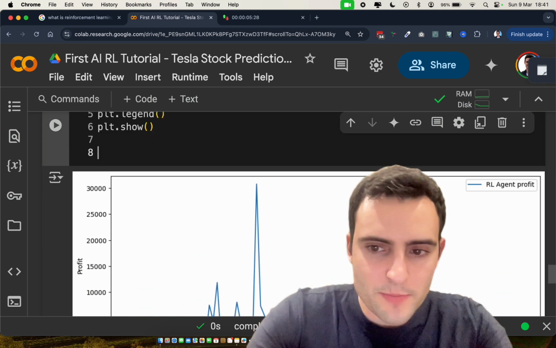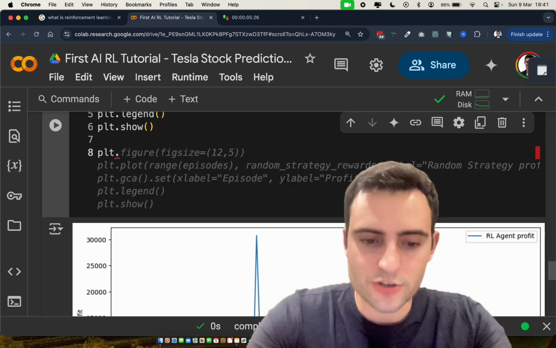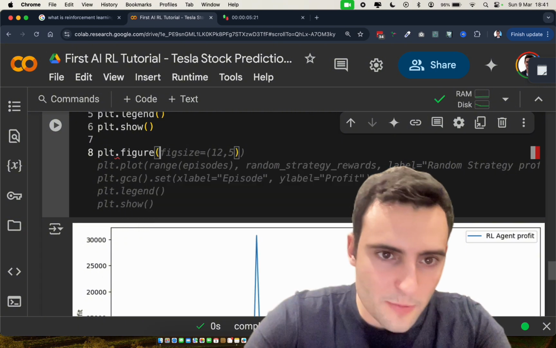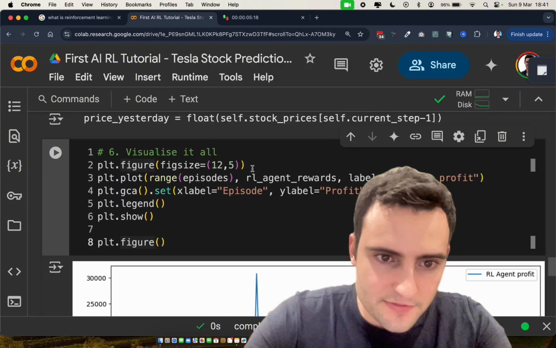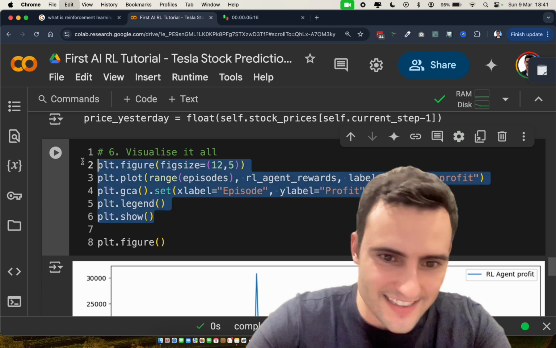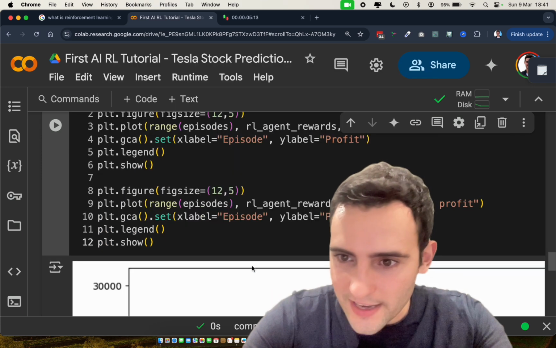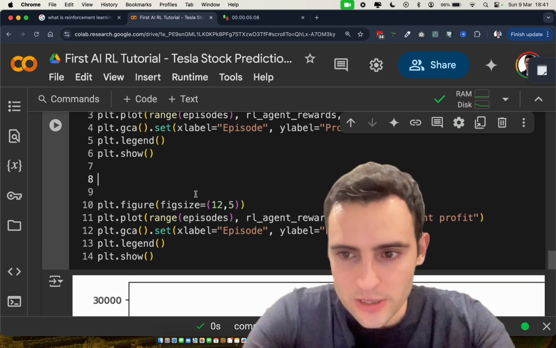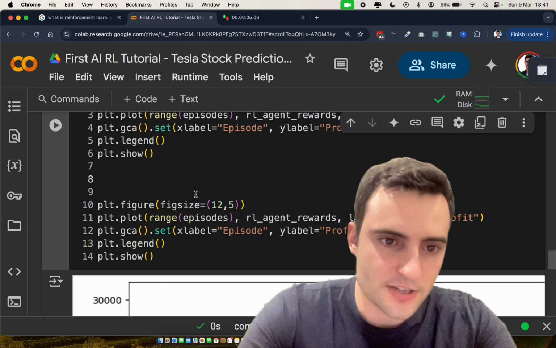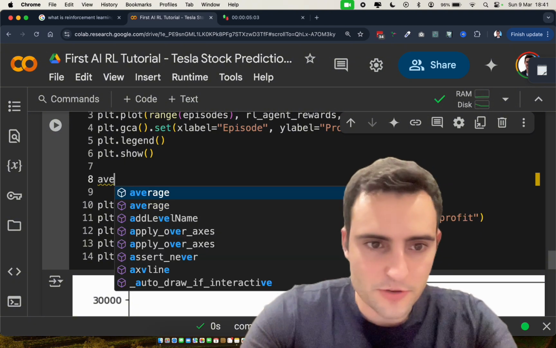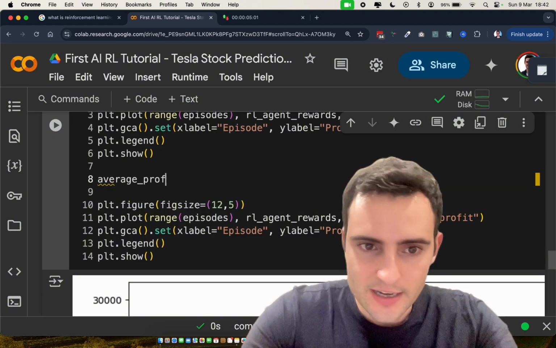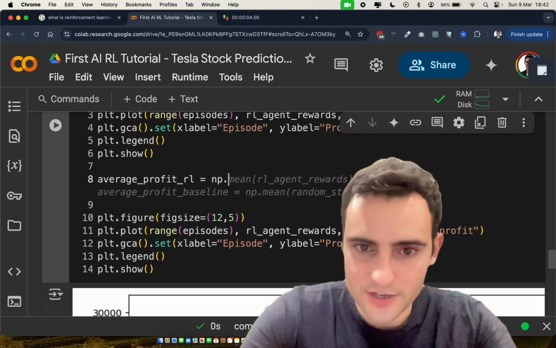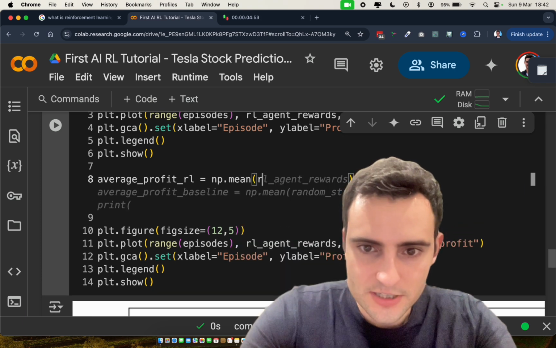But what I'll do is I want to plot how this looks against the other training methods. So I'll do plt.figure again. I'm going to copy paste basically all of this stuff. I can probably copy paste this entirely. And so it's 12 by 5. What I'll do before this is let me look at some of the average of the other methods. So I'm going to write average_profit_for_reinforcement_learning is np.mean. This takes the average of the RL agent rewards, as you've seen here.